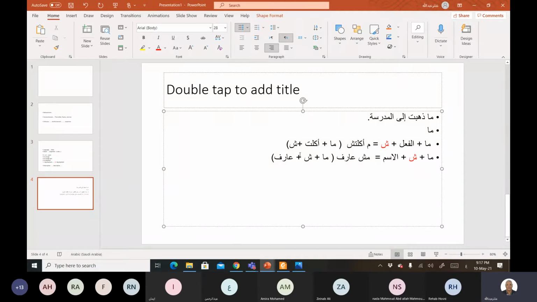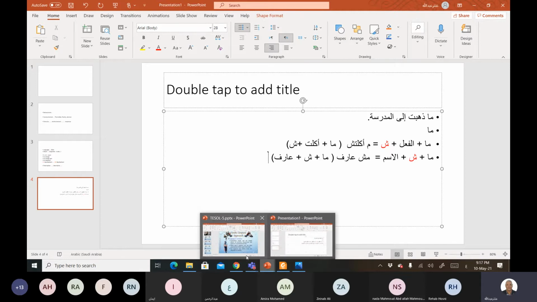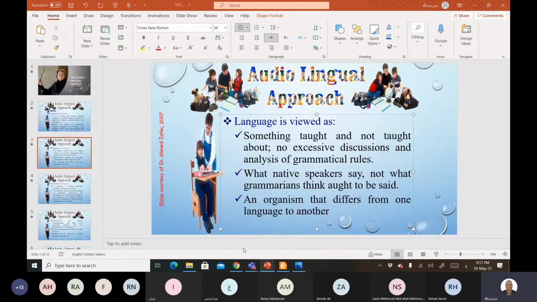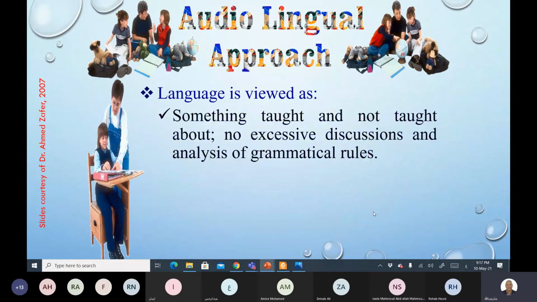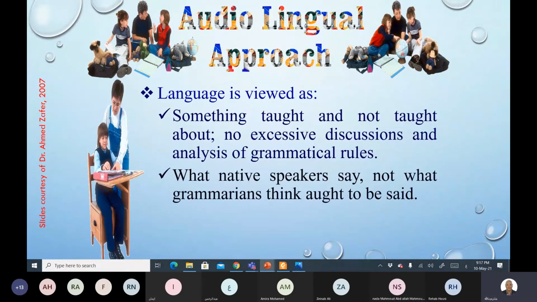الأوديو لينجوال ميثود تقول لك مالكش دخل بإيه اللي موجود في كتب الجرامر، شوف الناس بتقول إيه وهو ده الجرامر اللي تتعلمه، وهو ده الجرامر اللي تعمل له دريل وتكرار وتأكيد عشان تعرف. فهو ده معنى فكرة إن language is what the native speakers say, not what is in the grammar books or what the grammarians think should be said.